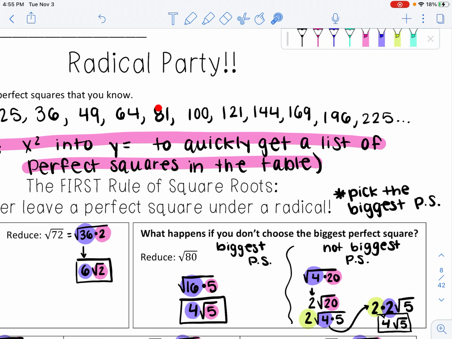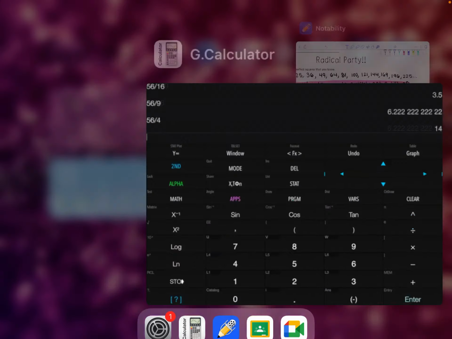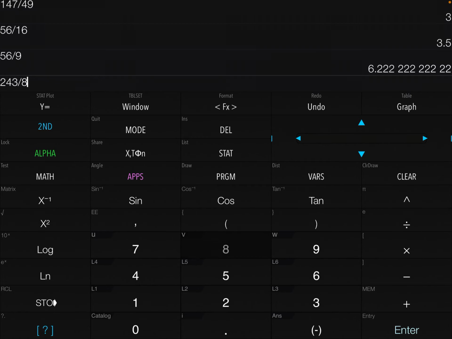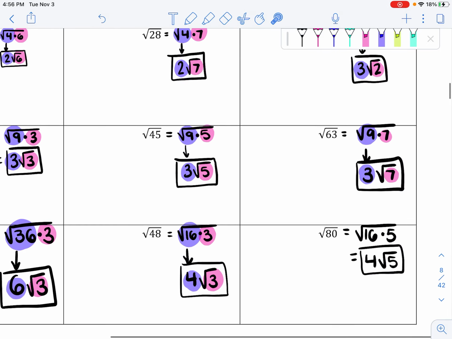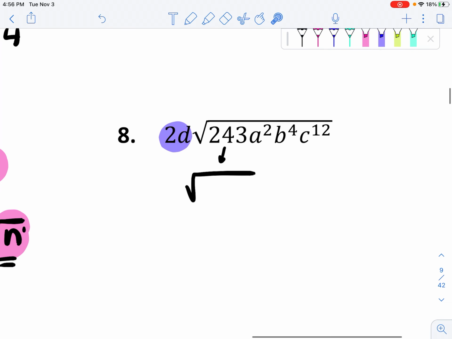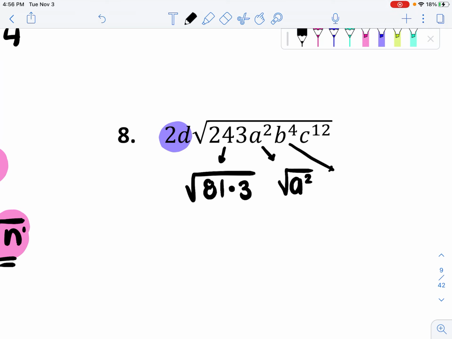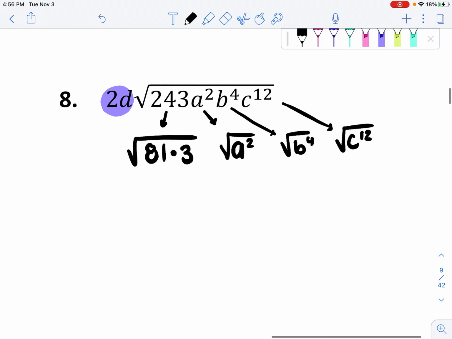The first one that actually gives you an answer without a decimal is 81. It's 81 times 3. So 243 divided by 81, I get 81 times 3. So I'm going to rewrite this as 81 times 3. A squared is good to go because it's already an even exponent. B to the 4th is good to go because it's already an even exponent. And c squared is good to go because it's already an even exponent.